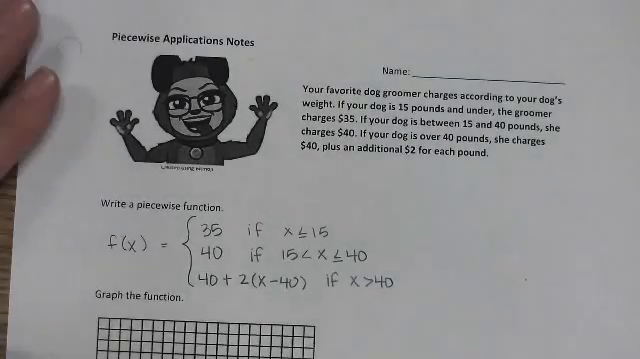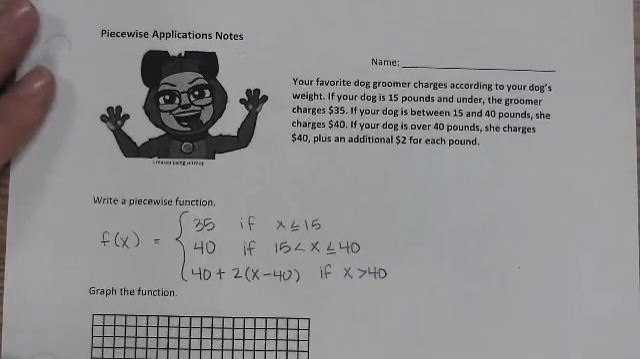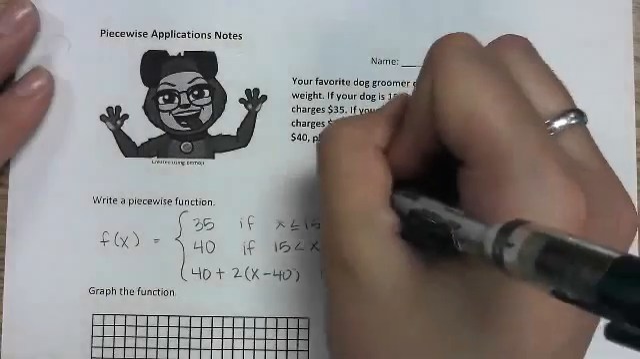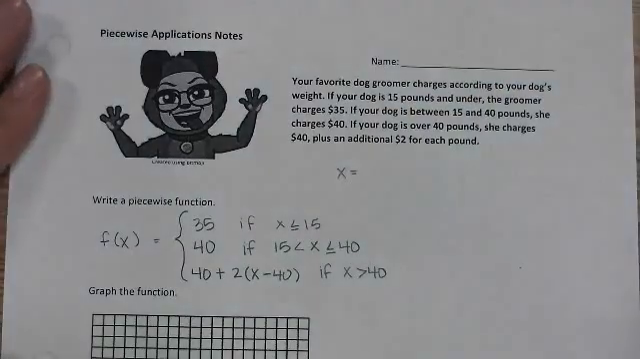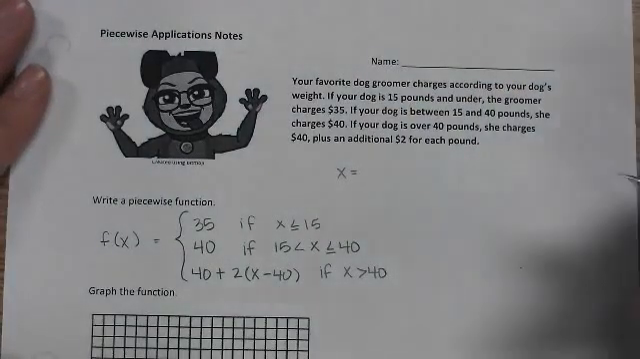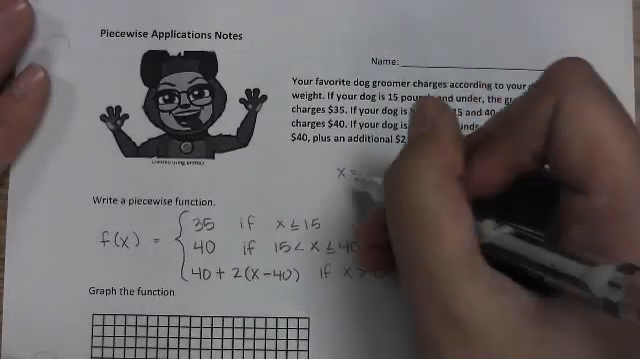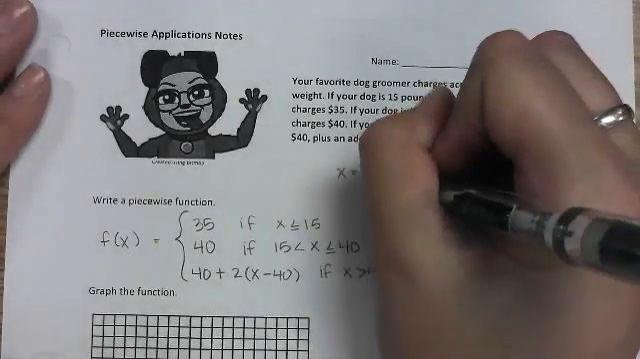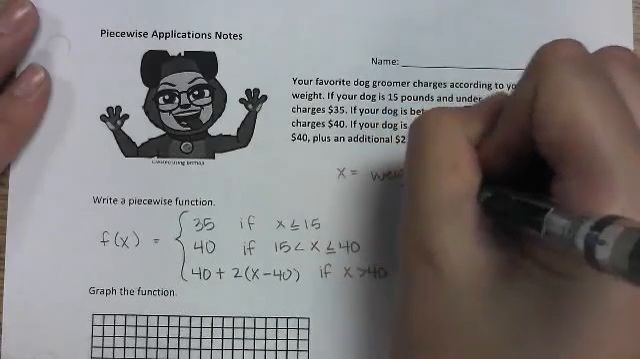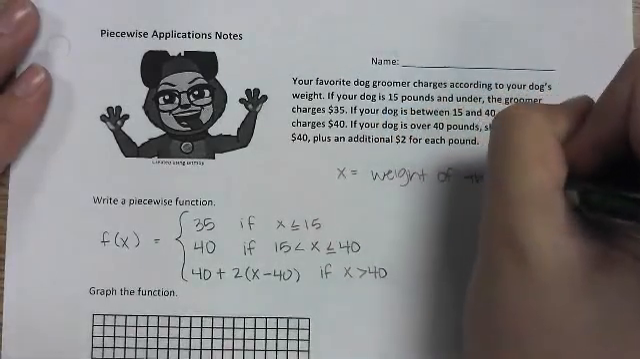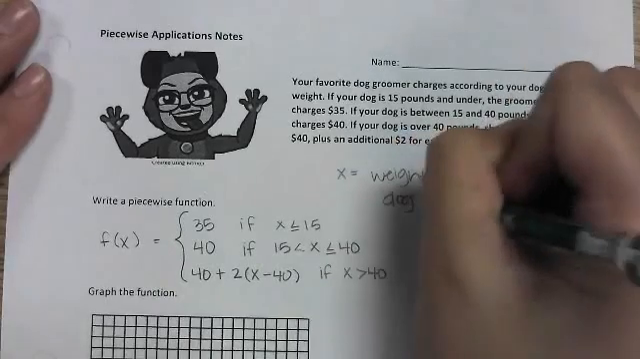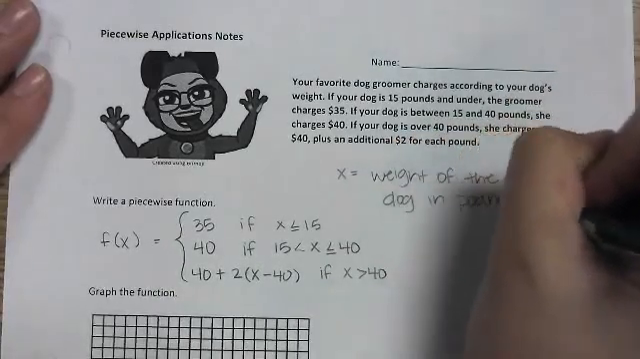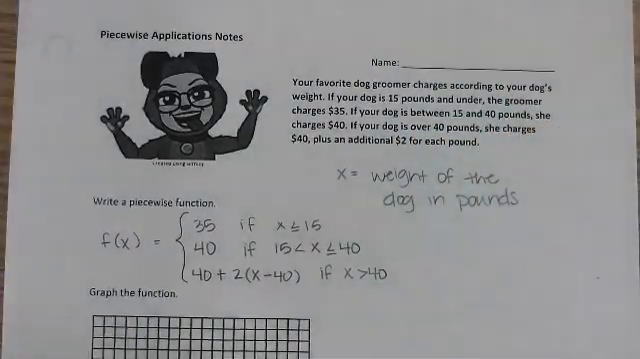All right. And sometimes I should have done this ahead of time, but I forgot. Oftentimes it's good to define what your x is in the very beginning, just because it helps you if you get a little bit confused in writing your function. So here the x would be the weight of the dog in pounds. And then that would leave f of x, or the y value, to be the cost of grooming your dog.